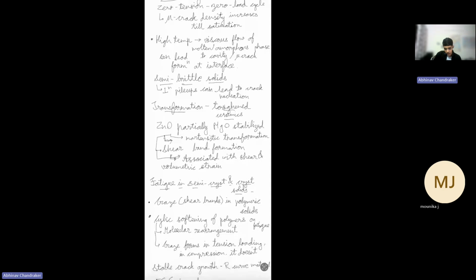So one way to deal with it is having phase transformation, which can help in accommodating strain, absorbing energy and therefore improving the fatigue life considerably. So we can have transformation induced ceramics. A very popular example of this is ZrO2, which is partially stabilized by magnesium oxide.